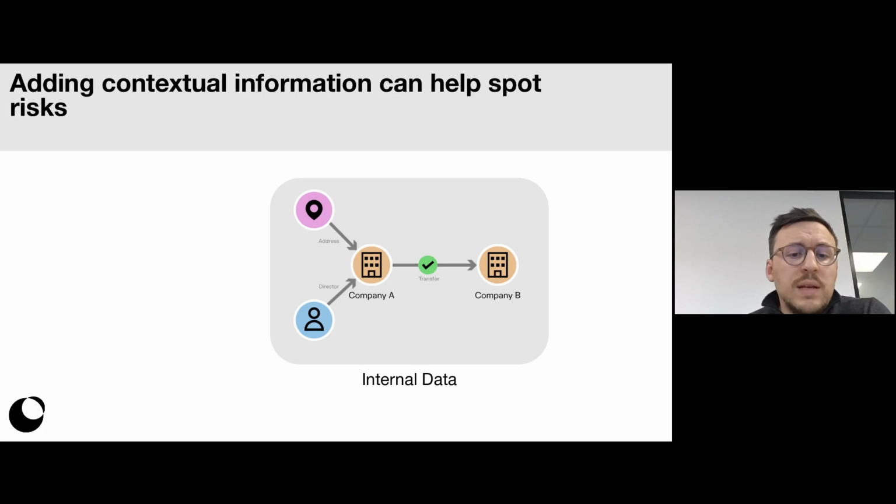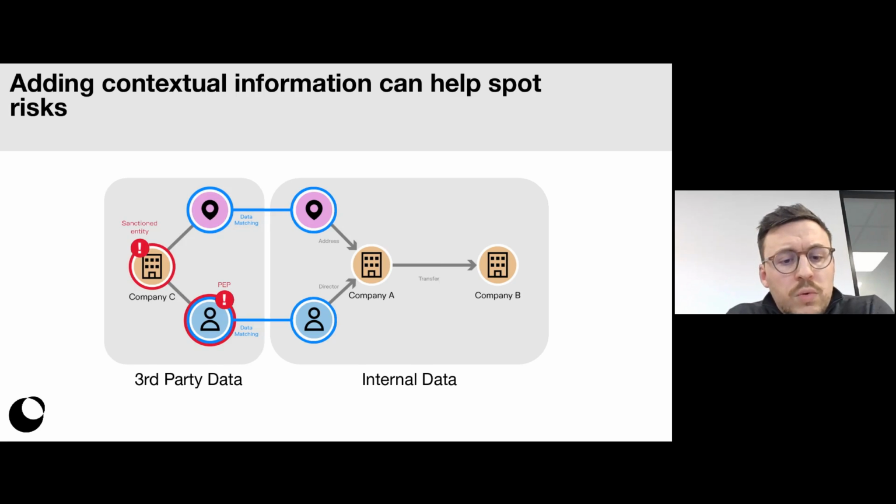In that circumstance, the financial transfer could be approved, even if we actually miss all the information about the contextual environment around both companies and the beneficial owners, for example.